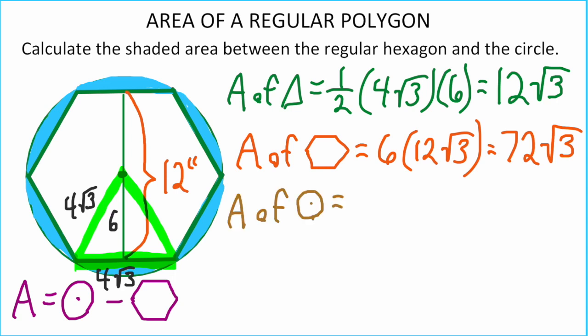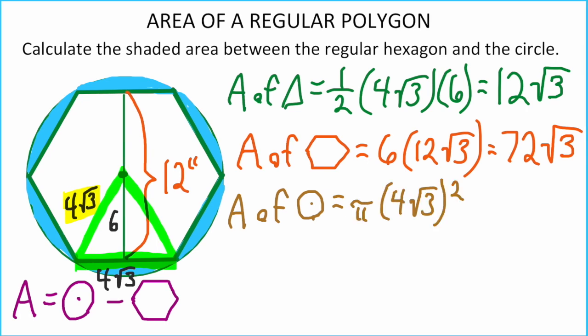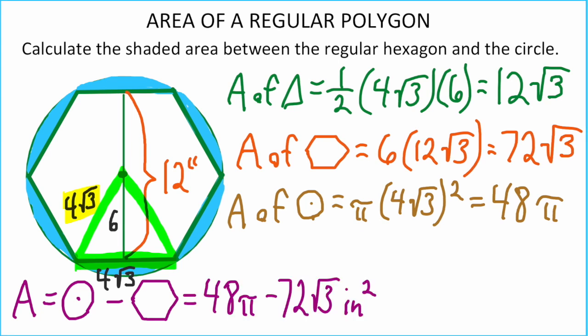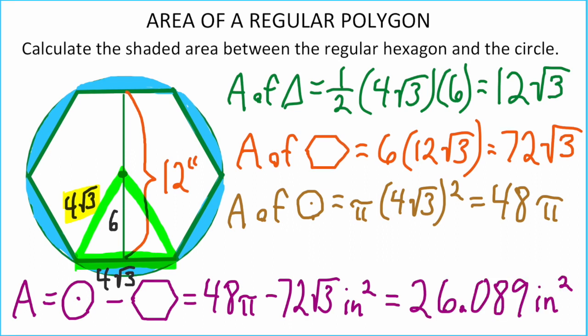Now we've got to deal with the circle, and that means we have to know our radius, and the radius is the 4 radical 3. You can see how that goes from the center of the circle to the outside. So we're going to use pi times 4 radical 3 squared, because it's pi r squared for the area of a circle, and we get 48 pi. So now we can put these down at the bottom. We have the area of the circle, 48 pi, minus the area of the hexagon, 72 radical 3 square inches. That is actually your exact answer. If you put it all in the calculator, you can get a decimal answer of 26.089 square inches.